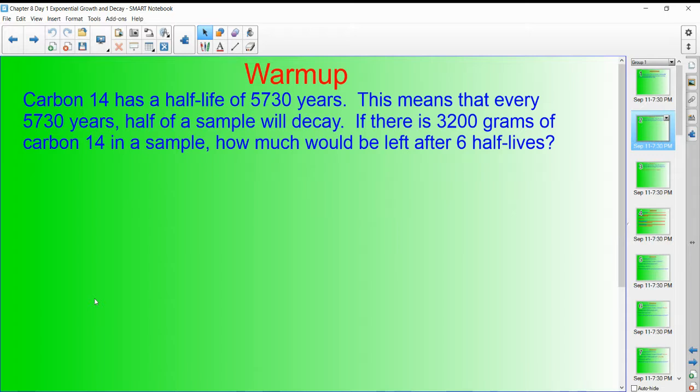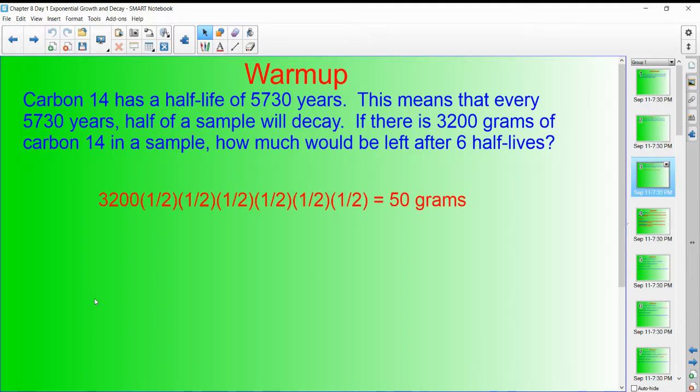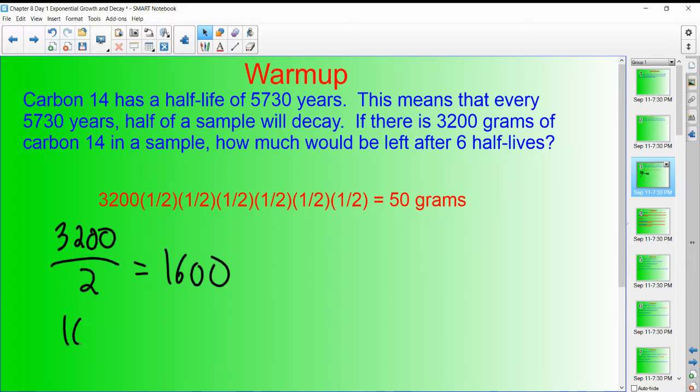Okay, so let's see what you did. You take half of 3,200, and then you take half of that, and half of that, and half of that. I've seen students in the past do 3,200 divided by 2, and they get 1,600. And they divide that by 2, and get 800, and divide that by 2. Make sure you do it 6 times. Biggest mistake I see is students do 5 half-lives or 7 half-lives. They don't count that they do it 6 times. But ultimately, you're left with 50 grams of the substance.